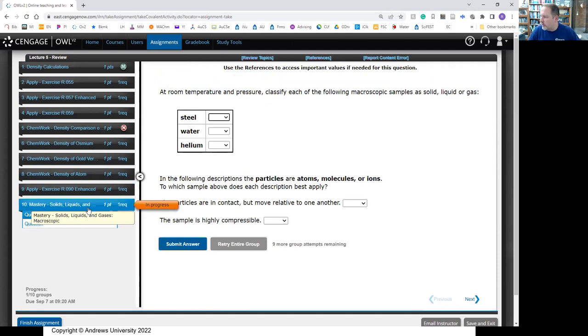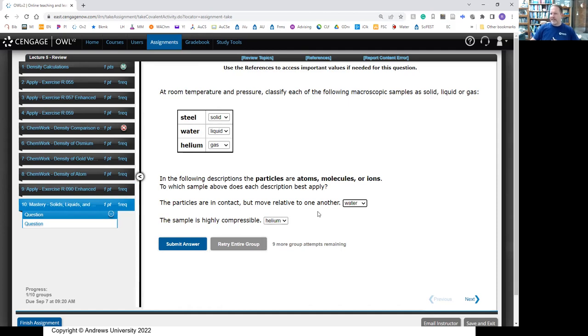At room temperature and pressure, classify each of the following macroscopic samples as a solid, liquid, or gas. Seems kind of strange, but okay. Steel is a solid, water is a liquid, helium is a gas. Interesting. In the following descriptions, the particles are atoms, molecules, or ions. The particles in contact, but move relative to one another. Highly compressible. I think gases are highly compressible. Particles in contact, but move relative to one another. That sounds like a liquid.